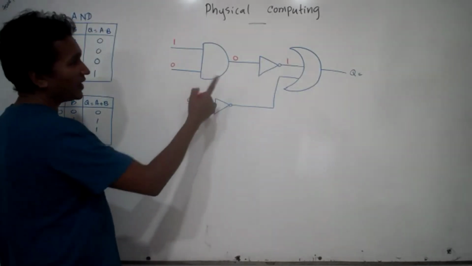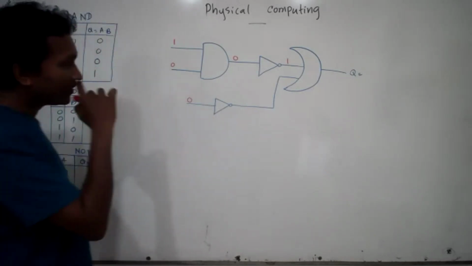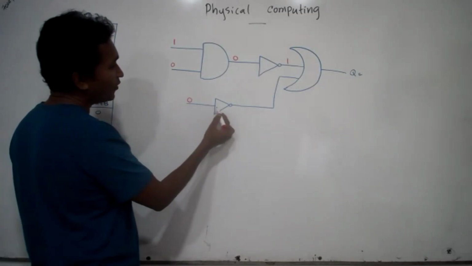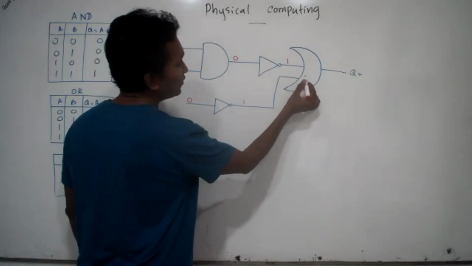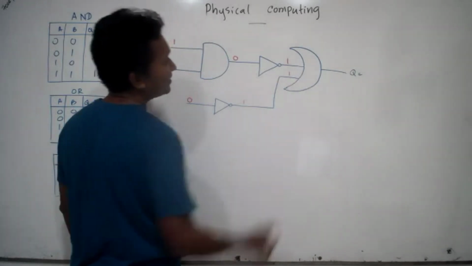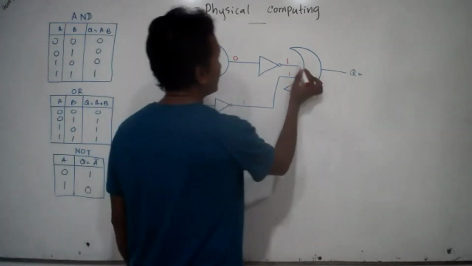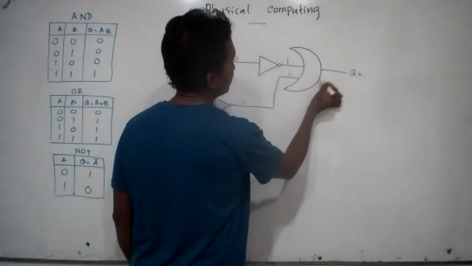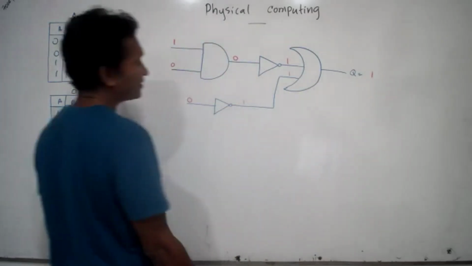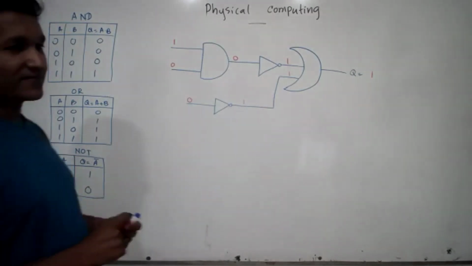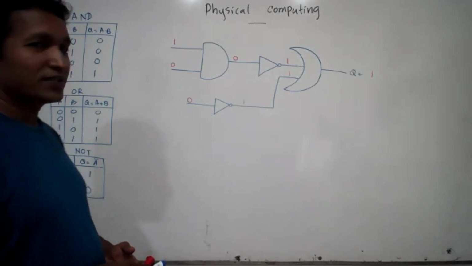Right? Okay. Now, since this is 0, the opposite of this 0 is 1. So that is the input to this OR gate. Right? Once 1 and 1 come through an OR gate, the final output will be 1. Right? That is the answer. Good. All are correct.